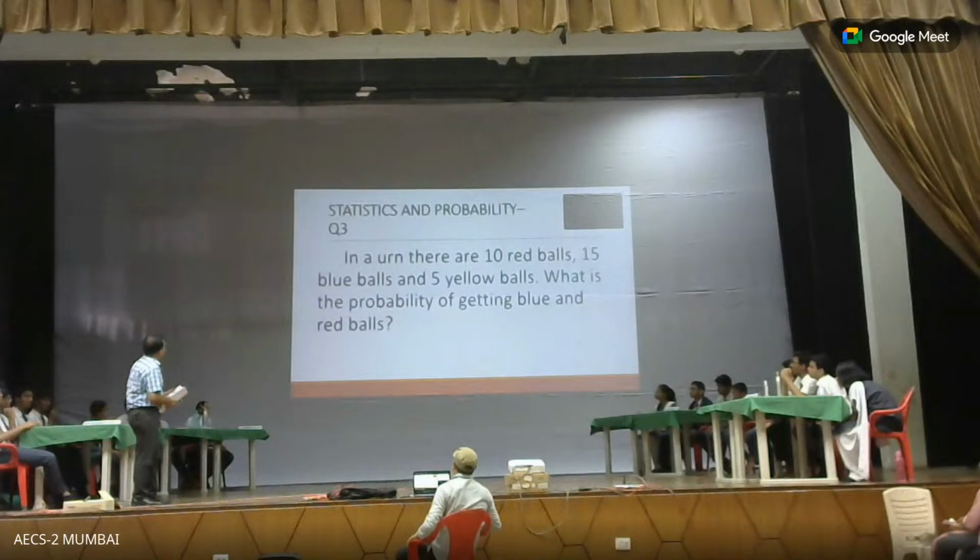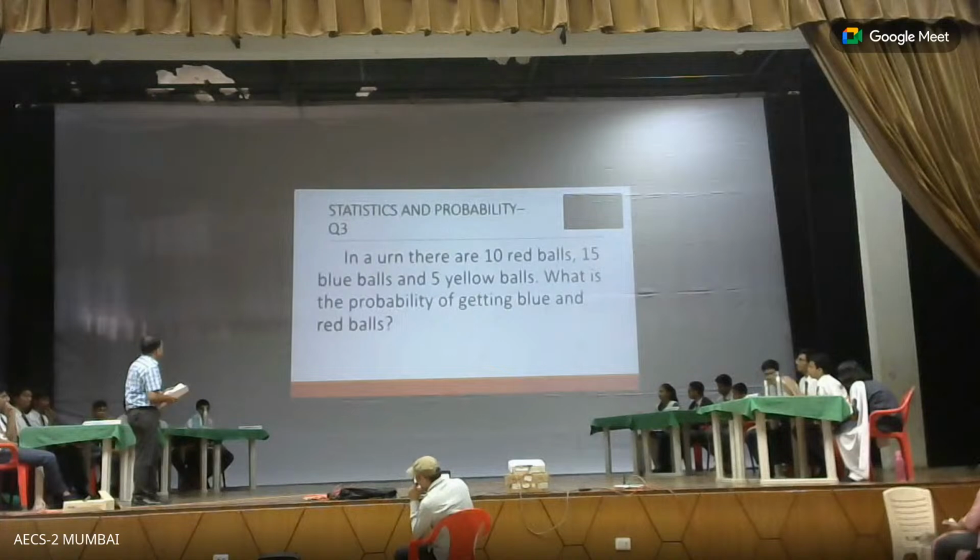Both blue and red, how much? 25/30. How 25? So 10 plus 15, because there are 25, and there are total balls, that is 30. So 25/30 is 5/6. Right, all correct.